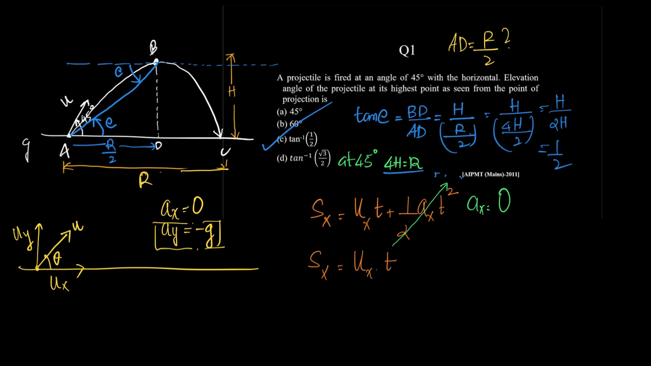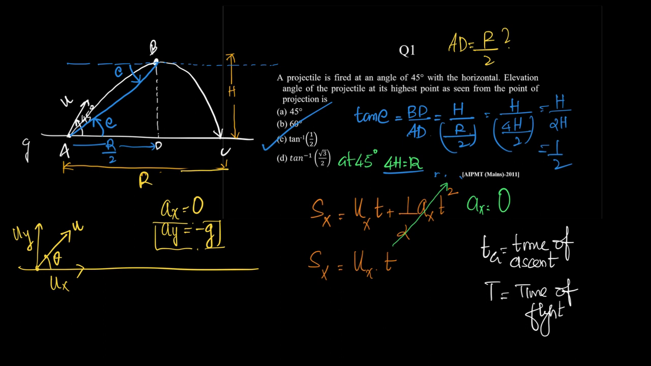Now, if we assume Ta to be the time of ascent, and if we assume capital T to be the time of flight. Now, what does time of ascent mean? It means the time taken by the body to reach B from A. What is time of flight? It is the time taken by the body to reach C from A, which means time taken to cover A to B and then B to C.